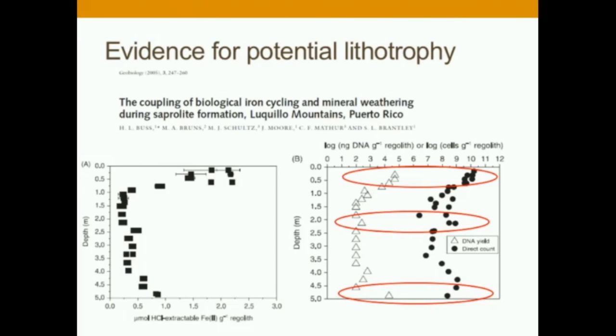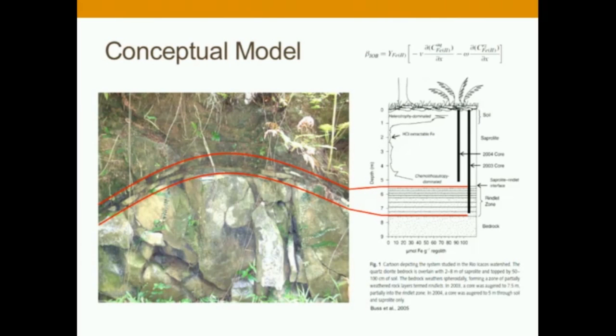I'll talk about that in just a second. But down again right here, so this is DNA counts, or DNA yield, and direct counts. You start getting close to that rock, and you start seeing increased cell densities again. And these also have those IBART tests, biochemical tests for iron-related bacteria. How much stock you put into those, I'm not really sure, but taken together, this suggests that we have this conceptual model.